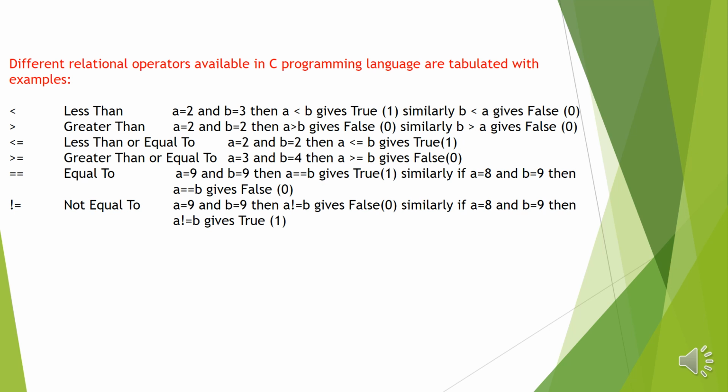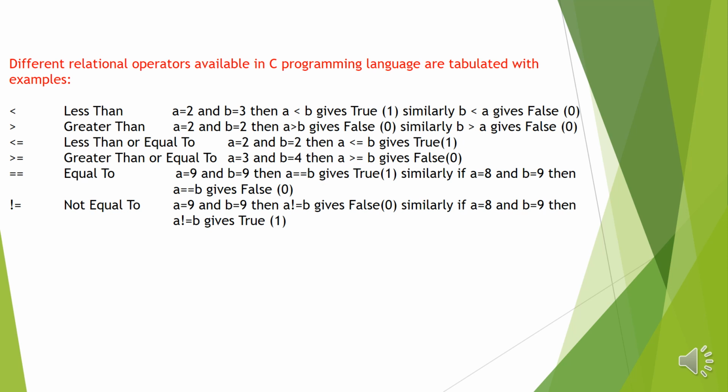Another example is less than or equal to, where a value equal to 2 and b value equal to 2. Neither is bigger than the other, they are equal, so the condition less than or equal is true, and it returns the value 1. Okay, so for equal to, the example is a value is 9, b value is 9, you compare a equal to b.